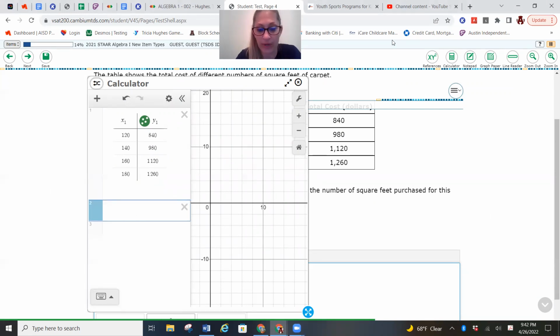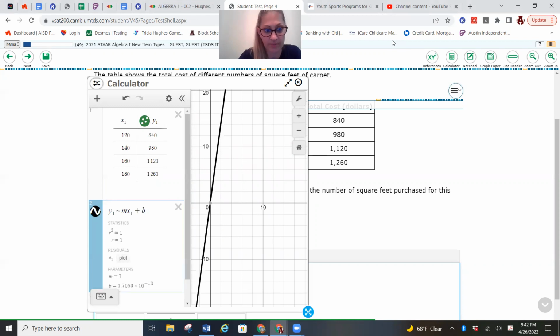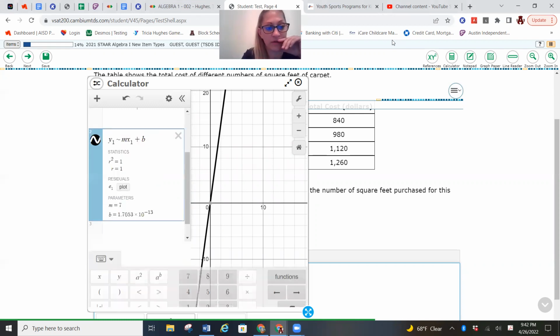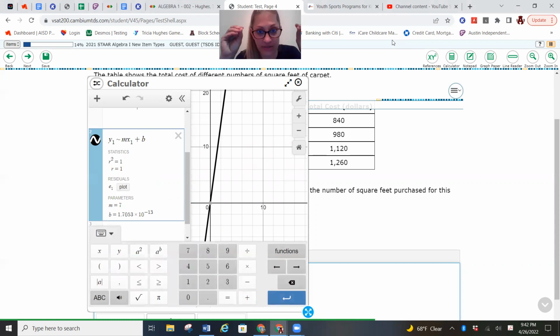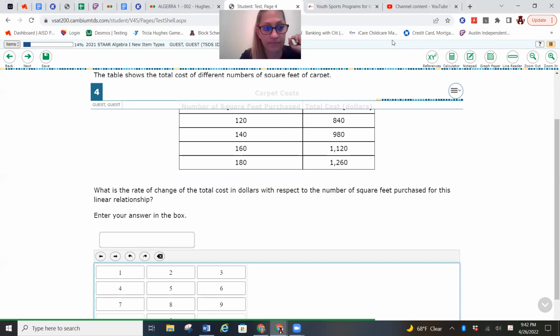Finding the slope or rate of change, you're going to use your y = mx + b. We only care about the slope. The slope is the number 7. M means rate of change. M means slope. So my answer is 7. Save, move on.